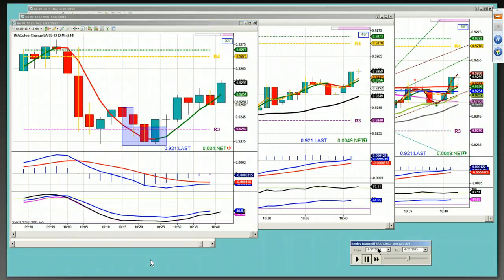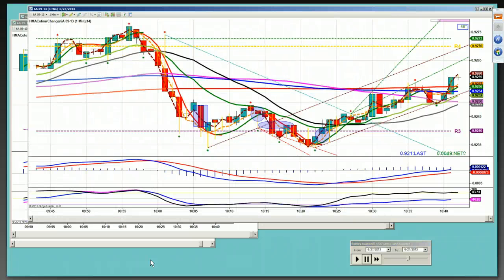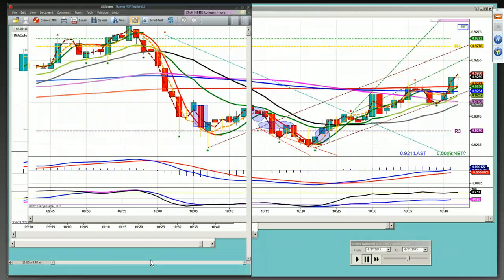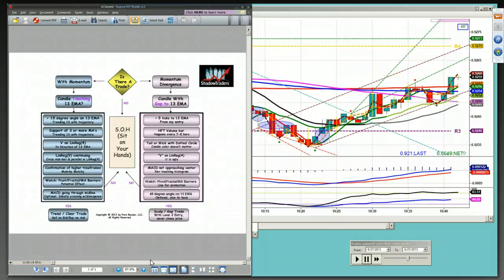So if you were going to trade that move, you would have followed the gap trade rules, and you would have waited for the circle with a dot to appear, the Linreg V, the dotted circle with a tail wick. So there would have been our circle. We had resistance. As soon as the Linreg turned, you would have jumped in and taken 3 ticks inside of a 5-tick move to the 13 EMA.